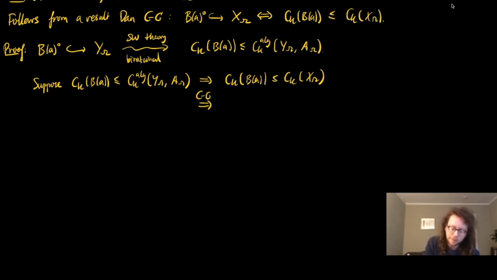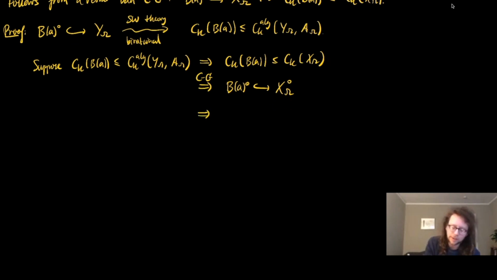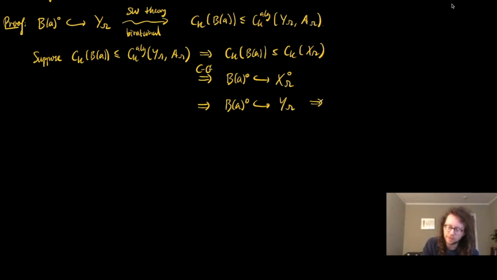And so that implies, by this result of Christopher Gardner, this very strong result, that the open ball embeds inside X_omega. Actually, one can set this up to embed inside the interior of X_omega. But now the interior of X_omega is a submanifold of Y_omega. So the open ball embeds inside Y_omega, and hence, very good.